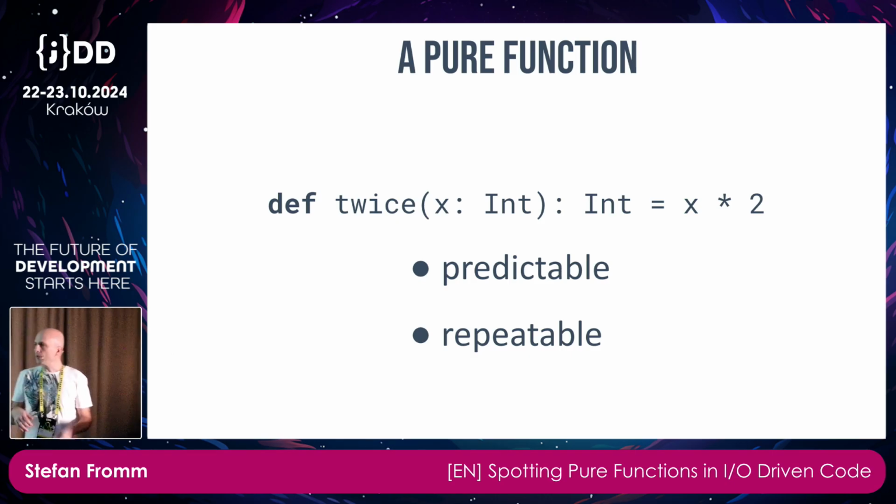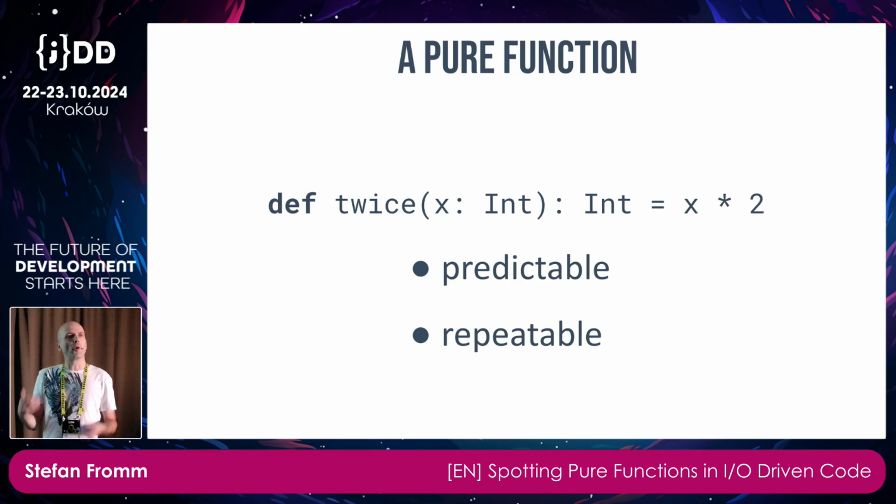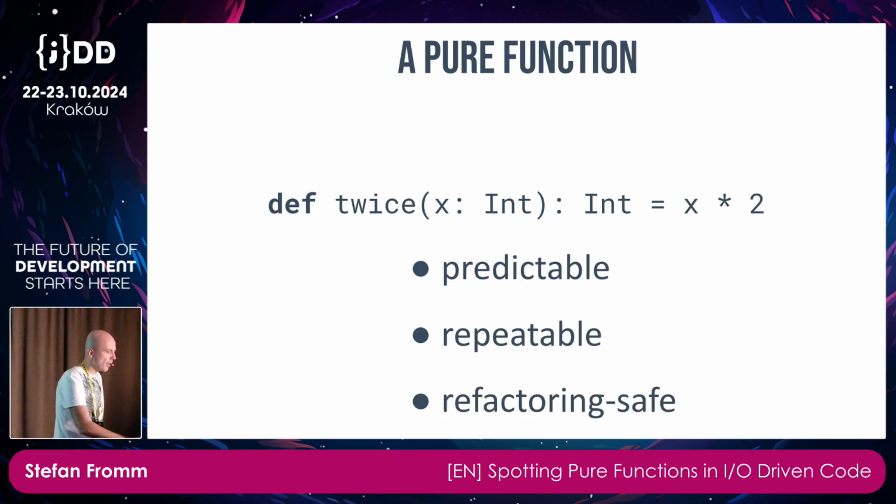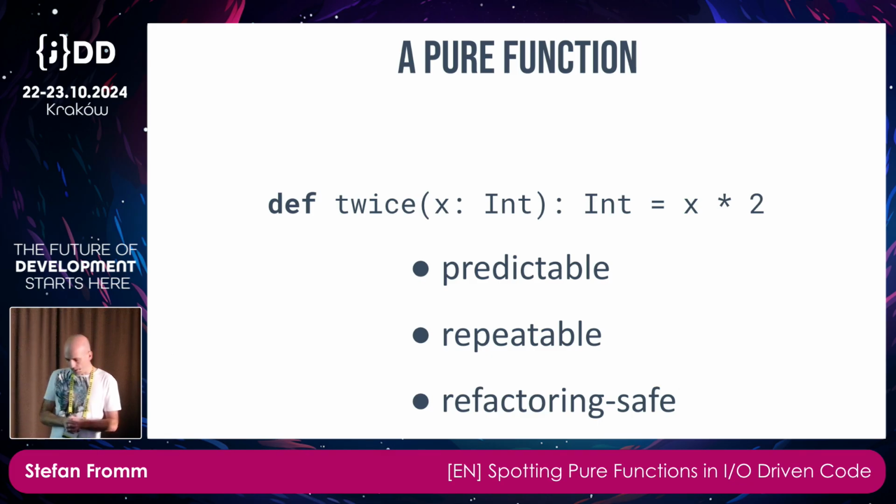Next, you can call them in any order. In the moment that you have all the arguments at hand, you can just call them. You can call them in parallel, because they do not depend on other things than only the input arguments. And the third thing is they are safe to refactoring.